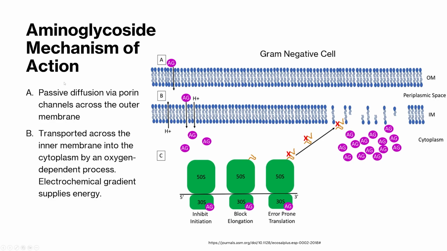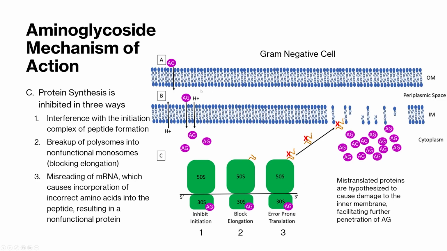So initially, aminoglycosides diffuse through porin channels from the outer membrane. This is a gram-negative cell, so remember, there are two little membranes here. So they passively diffuse through the porin channels into this periplasmic space. And then they're transported across the inner membrane into the cytoplasm by an oxygen-dependent process. That will become important later. It's an oxygen-dependent process, and the electrochemical gradient provides energy. So you can see the hydrogen moving back and forth to provide the energy for this process. So that's how it gets inside the cell.